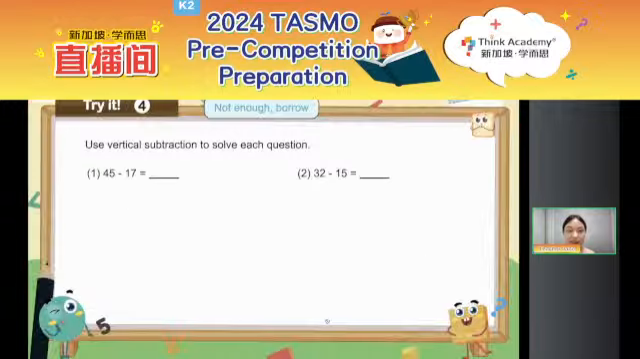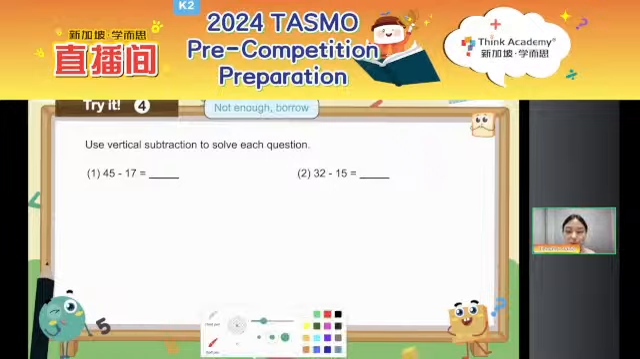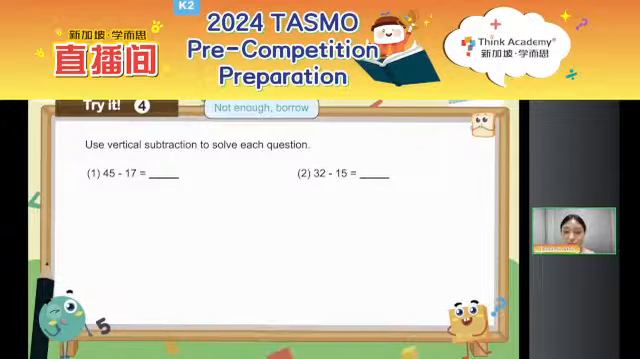Then this time, everyone, it's your turn. Try to do it by yourself. When the ones digit is not enough, we just borrow 10, break it, and turn it into 10 ones, right?